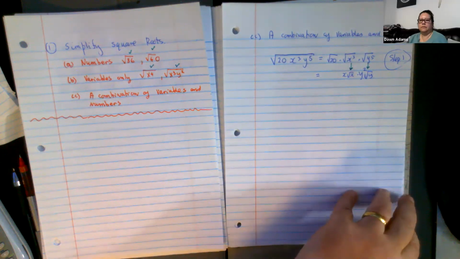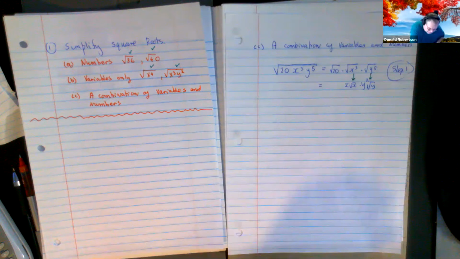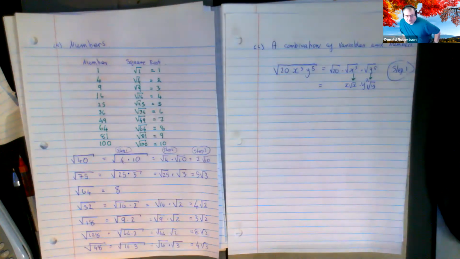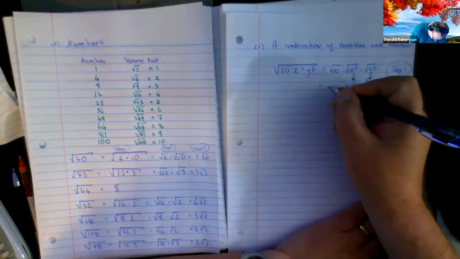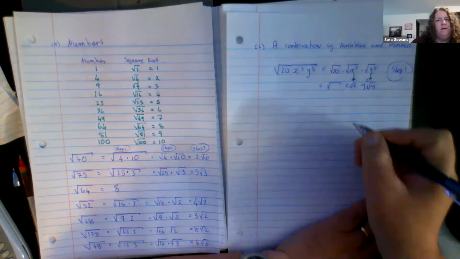Check our list. Yeah, I'll bring my list out. Here it is. How are you going to split 20 up then? Remember, one of the numbers must come from here. How are you going to split up 20? Four and five. Agreed.